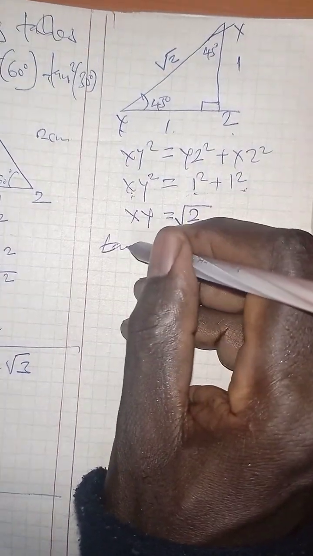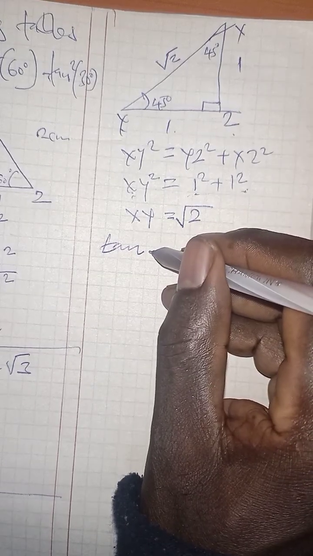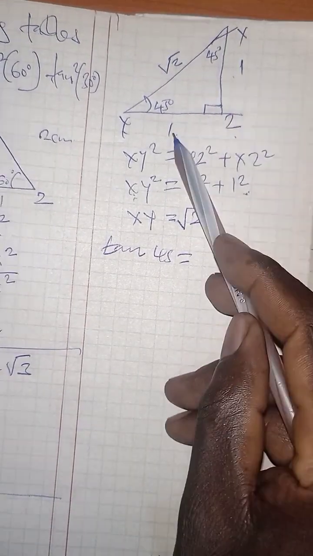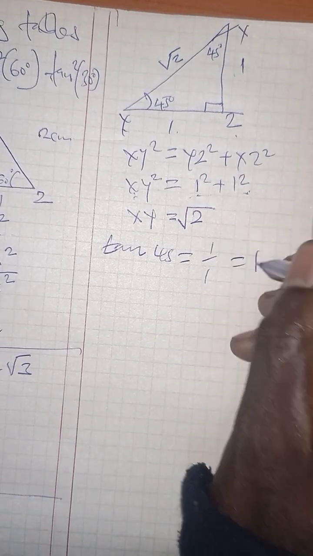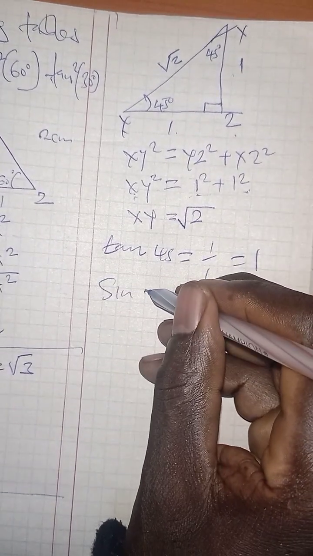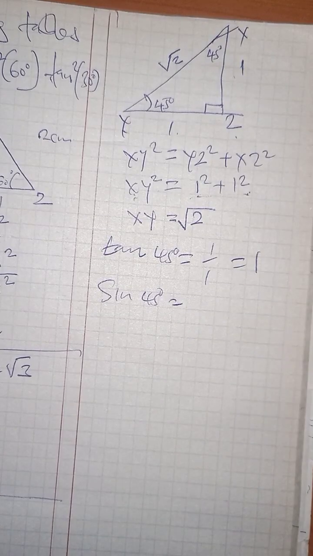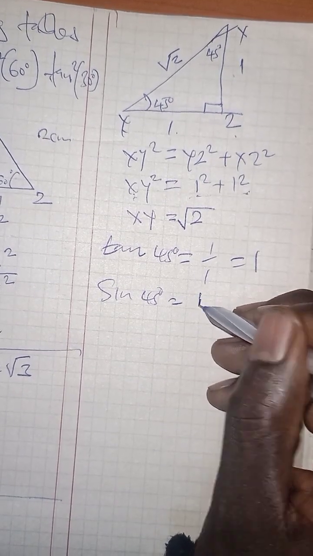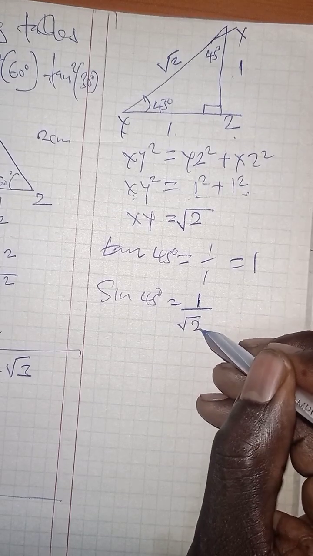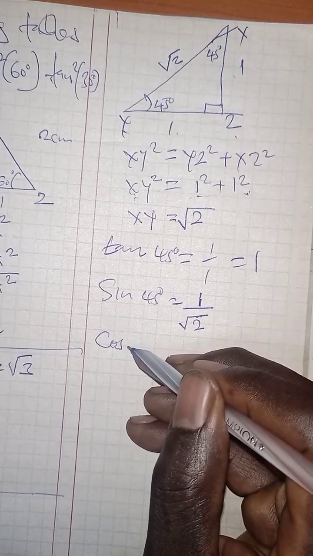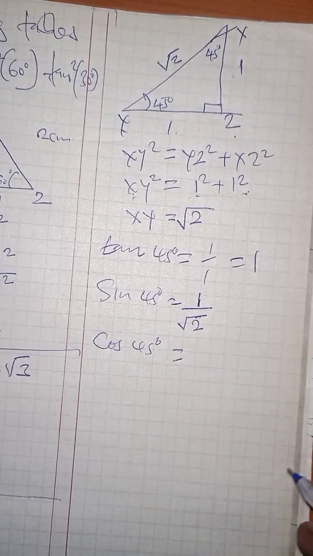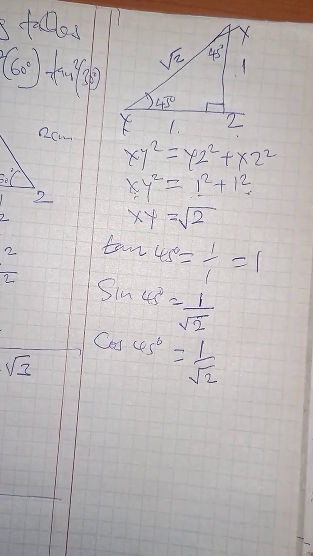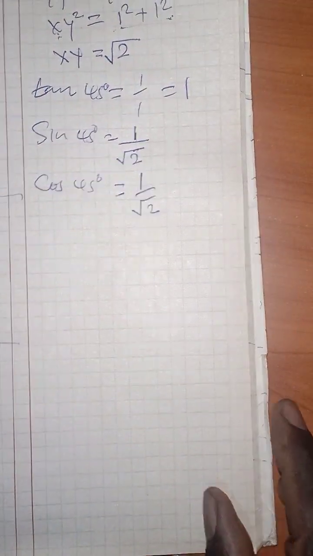Now, what is tan 45? Tan 45 will be the opposite side over adjacent side, which is just 1 over 1, which is 1. Sine 45 degrees, we shall have the opposite side, 1, over the hypotenuse, which is square root of 2. What about cosine 45? Cosine 45, we shall have the adjacent side, which is 1, over the hypotenuse, which is square root of 2. Now, armed with that, we can solve our question.